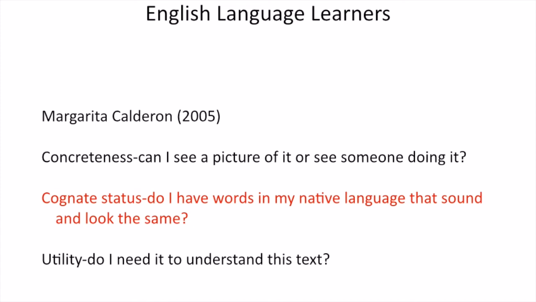Cognates are words that look and sound similar in both languages and have the same or similar meanings. For example, police in English means the same thing as policía in Spanish. The same is true for vent and ventana. Finally, ask yourself, how important is understanding this word to comprehending the entire text this student is reading? As an experienced reader, you know that you can omit some words and still understand the overall text. So be careful, choose wisely when you're working with ELL students.